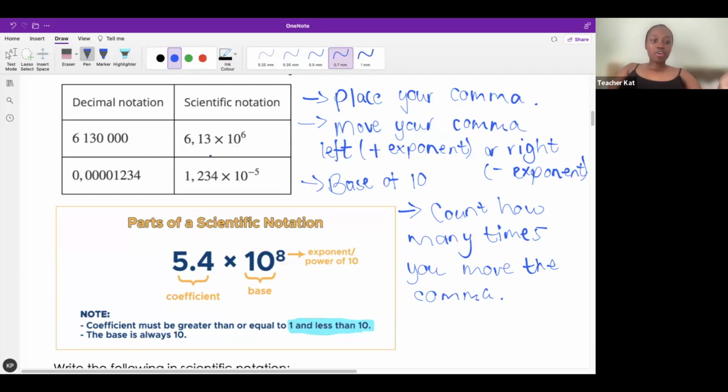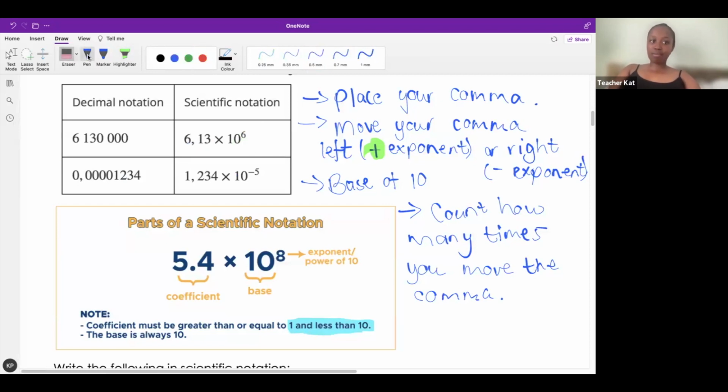Okay, so first I placed my comma. It has to be next to the 6 because my coefficient is not allowed to be bigger than 10. So I have a 6,13. I've placed my comma, right? Now, in this case, you guys said we're moving it to the left. And to the left, we said our exponent will be positive, which we have over there. Wonderful.